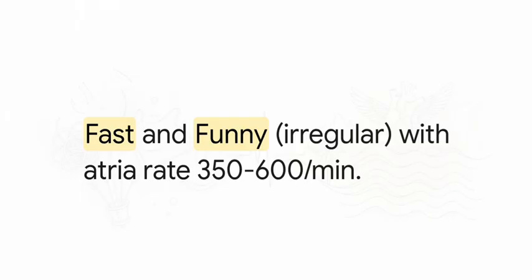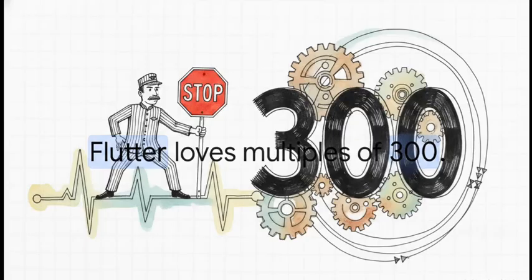Let's put that into perspective for a second. 600 beats per minute is literally the heart rate of a resting hummingbird. That's the fast part. The funny part refers to how the ventricles respond. It's completely irregular, because only a random, unpredictable selection of those chaotic signals actually makes it through to cause a heartbeat. Flutter, though, has a very different mathematical personality.